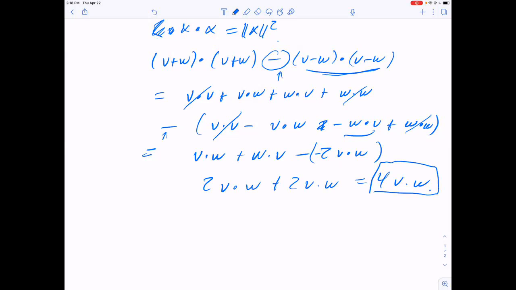I had a negative out front, and then I expanded what was in the parentheses, and that gave me this. And then I just canceled these because I have a negative here, a positive here, and then a negative in front of this, positive here, and a negative in front of this. And so then I just subtracted these two and got a minus 2v dot w multiplied by minus 1, which gave me 2v dot w, and then added these 2v dot w's. Okay, great. So that gives you 4v dot w. Hopefully there's no sorcery here.